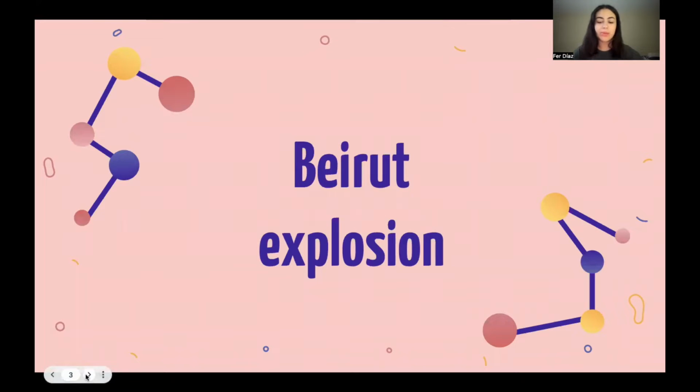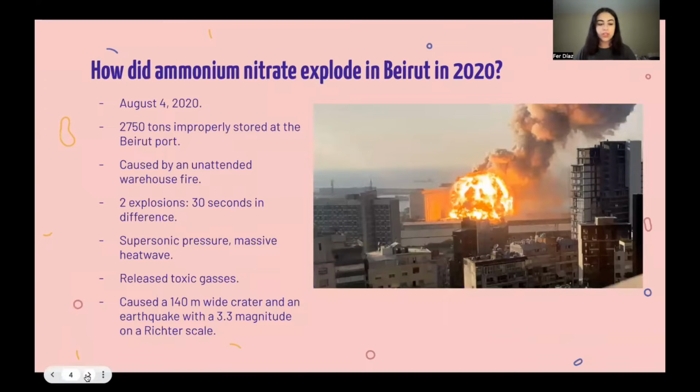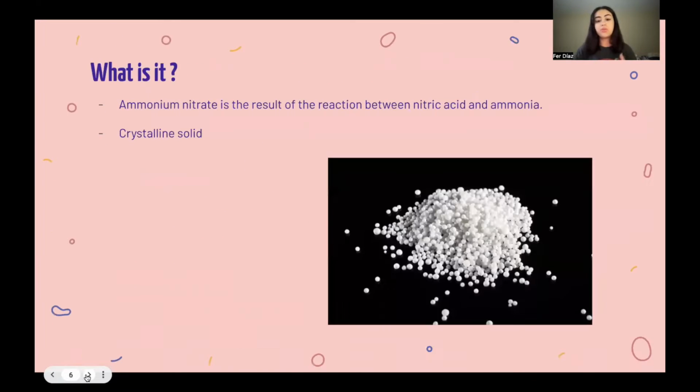So let's talk about what happened at Beirut. On August 4, 2020, 2,750 tons of improperly stored ammonium nitrate exploded at the Beirut port. This was caused by an unattended warehouse fire. There were two different explosions with 30 seconds in difference. The second one caused supersonic pressure and a massive heat wave. There were a bunch of toxic gases that were released, and there was also a white crater created around the explosion and an earthquake.